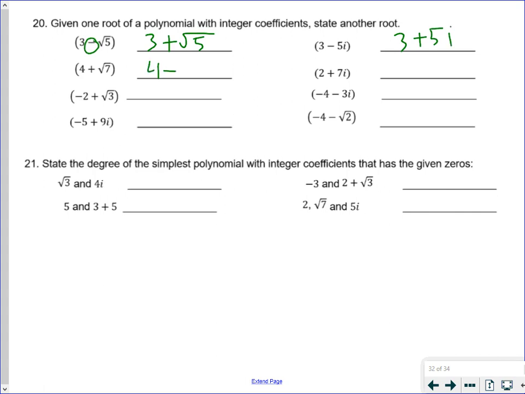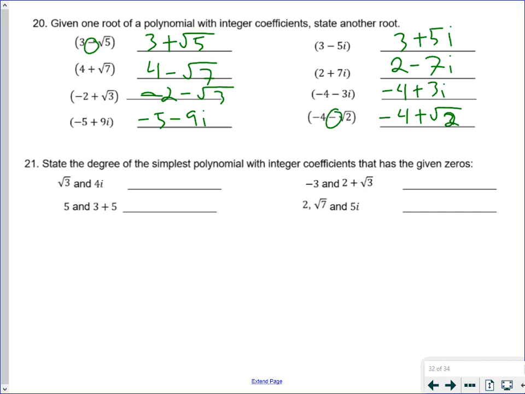Next, 4 plus root 7, or 4 minus root 7. I don't know why I put a negative root 7 there, but it should be 4 minus root 7. There we go. Next, 2 plus 7i, so 2 minus 7i. Negative 2 plus root 3, or negative 2 minus root 3. Negative 5 plus 9i, negative 5 minus 9i. Negative 4 minus 3i, negative 4 plus 3i, negative 4 minus root 2, negative 4 plus root 2. You just change the sign in front of the square root or imaginary number.